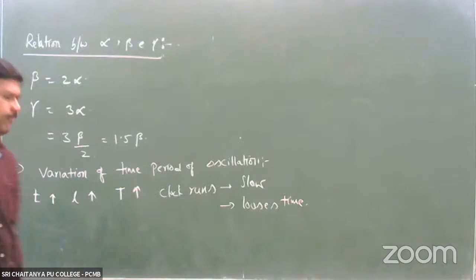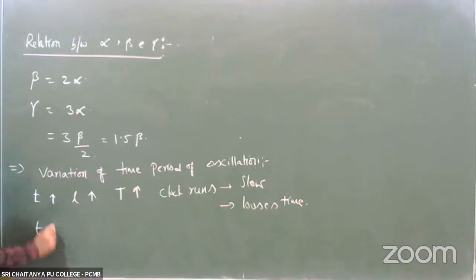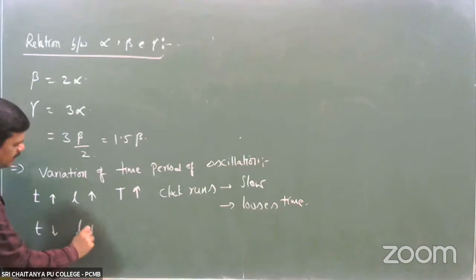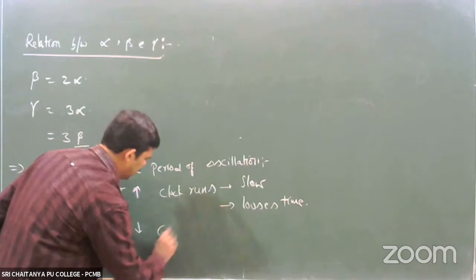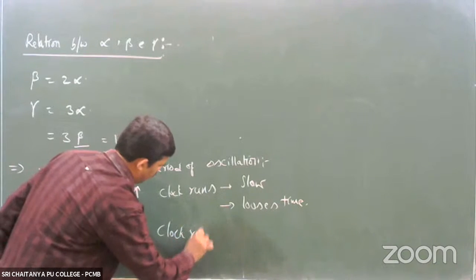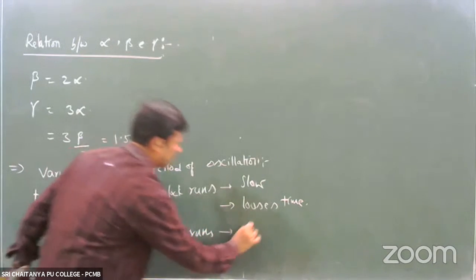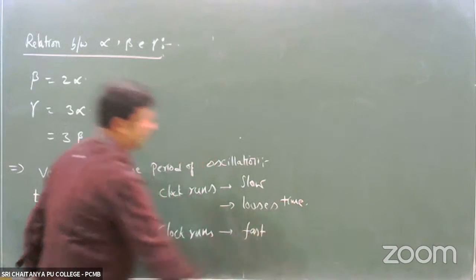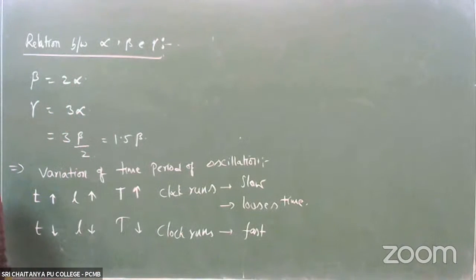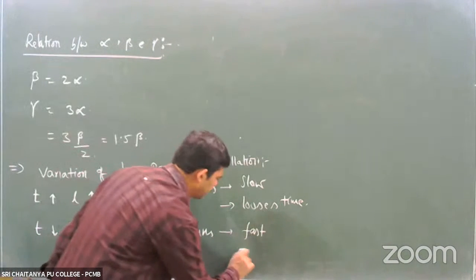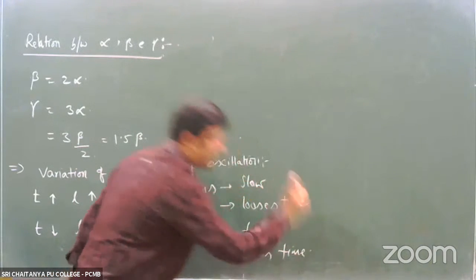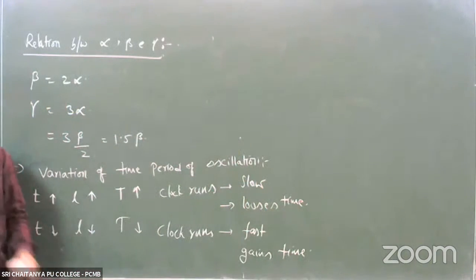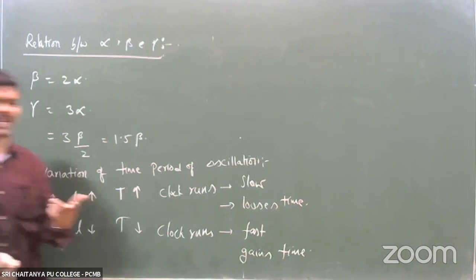It loses time. Whenever temperature decreases, length decreases, time period decreases, then the clock runs fast. Yes or no? Clock runs fast. Clock gains time. See, we are simply telling it is losing time and gaining time.